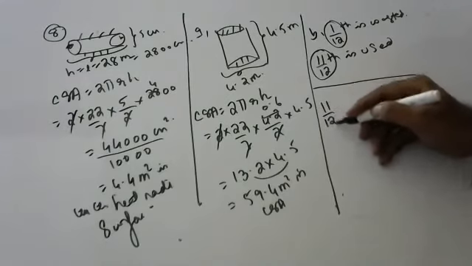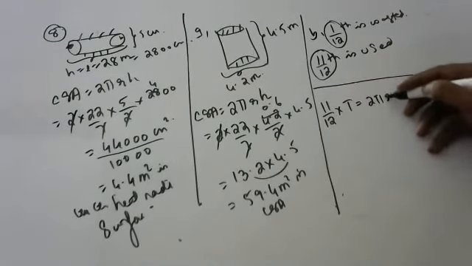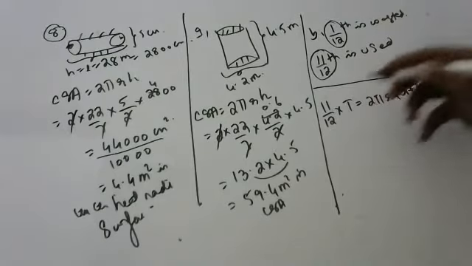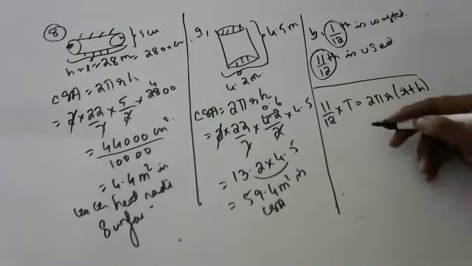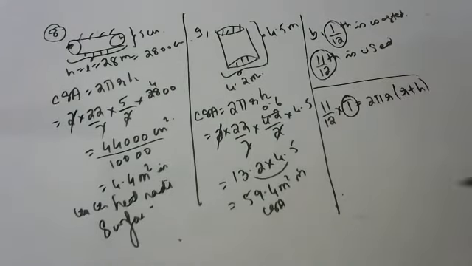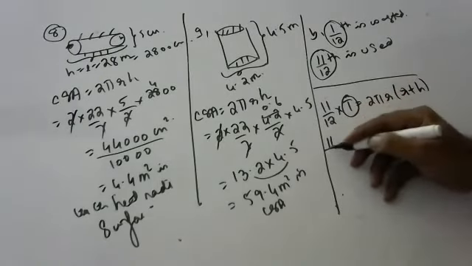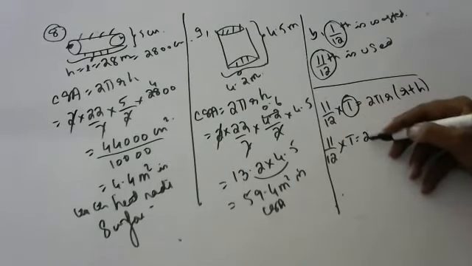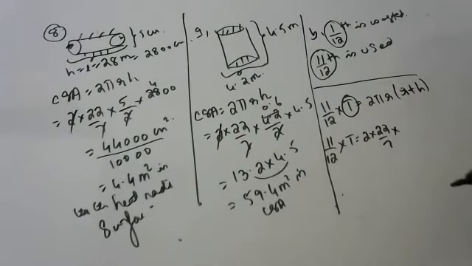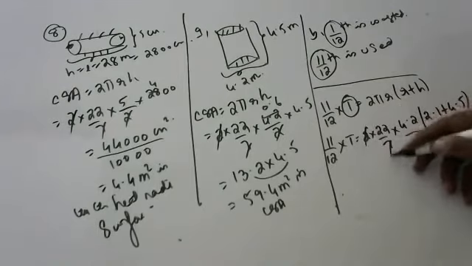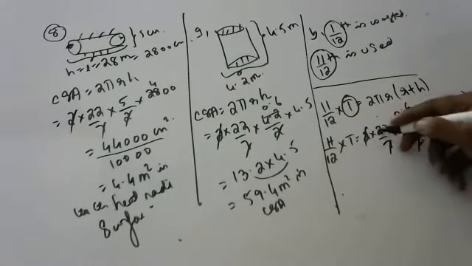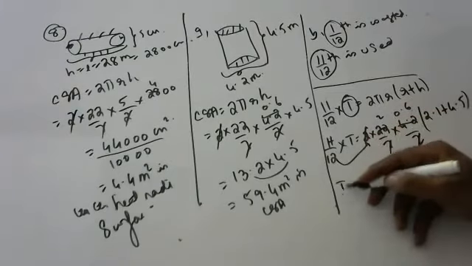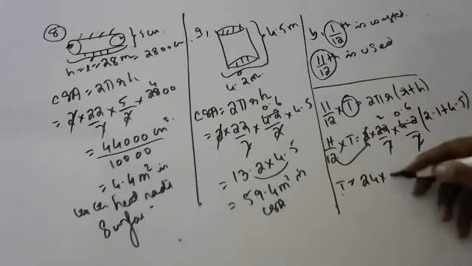So 11/12 of TSA is equal to 2 pi r into r plus h. It is asking how much steel was used. How much steel means TSA we should find out. 11/12 of TSA is used. So children, 11/12 into TSA is equal to 2 into 22 by 7 into 4.2 by 2 into 2.1 plus 4.5. Okay. 7 ones are 7, 0.6 are. 11 twos are 22. 12 will go up. So TSA is equal to 12 twos are 24.